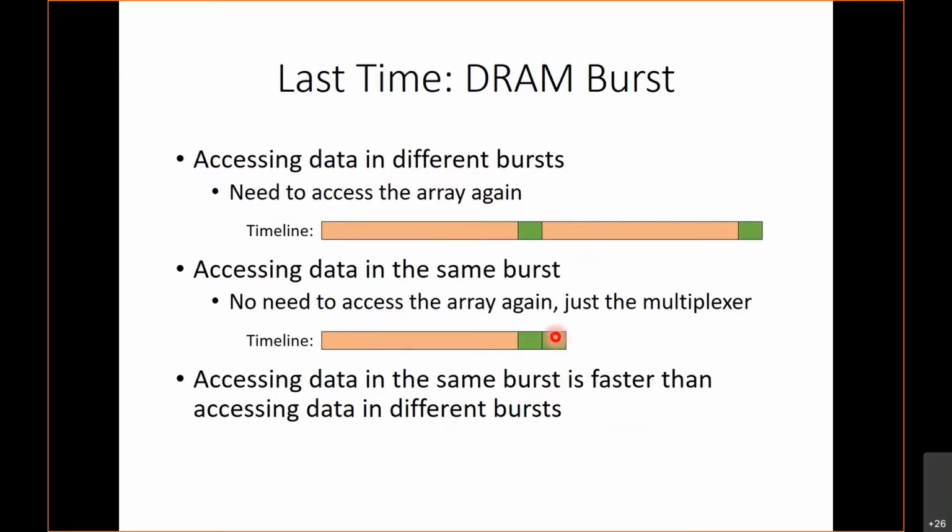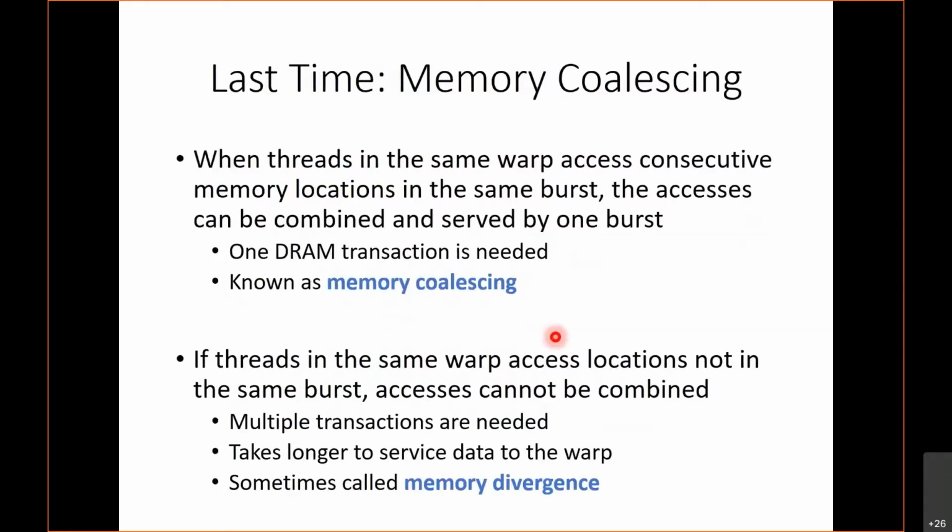And because of this, what we like to do when we access global memory is we like threads that are in the same warp to access consecutive memory locations, because when threads in the same warp access nearby memory locations, they're going to issue load instructions at the same time that are most likely going to hit the same DRAM burst. And what the hardware can do is combine accesses to nearby locations into a single access, such that only one DRAM transaction is needed. And this is known as memory coalescing.